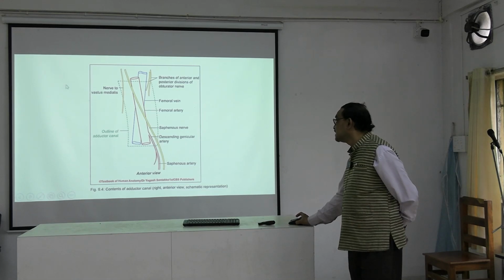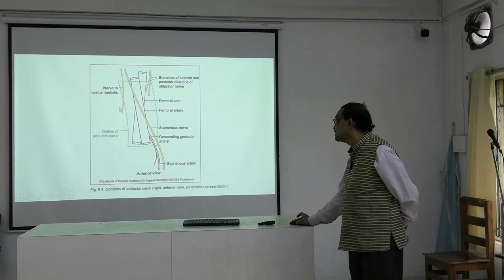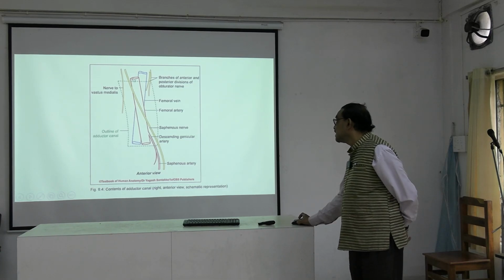This is the right side, okay, right sided thigh. So, this is lateral and this is medial. This is the nerve to vastus medialis, the saphenous nerve which crosses this artery and becomes medial, and this is the femoral artery and femoral vein, which remains medial to the artery, crosses the artery from the posterior aspect, and first it becomes posterior, then it becomes lateral. And this is the saphenous nerve.